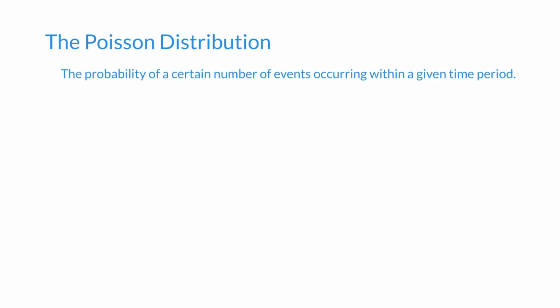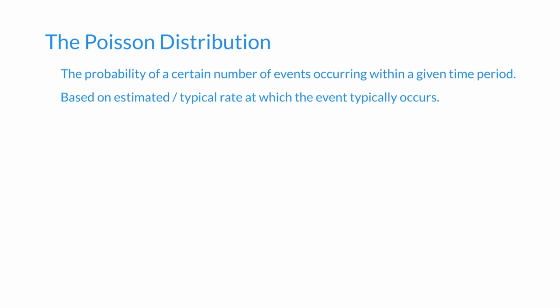In this video, we're going to talk about the Poisson distribution, which, in the simplest terms, gives us the probability of a number of events occurring within a certain time. And this is based on an estimation of how many events normally take place within a given time. That might not make too much sense to begin with, but we'll see some examples of what we mean by events later in this video.